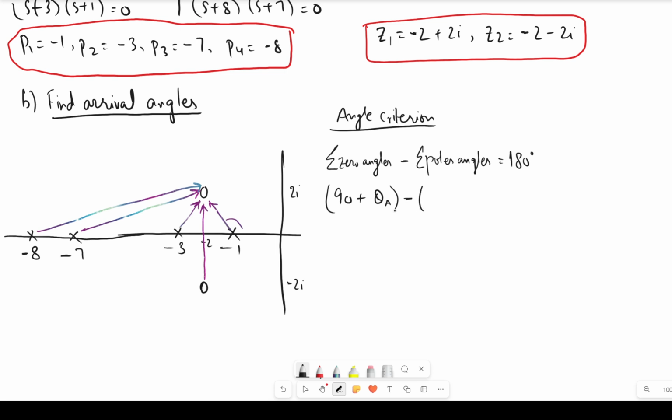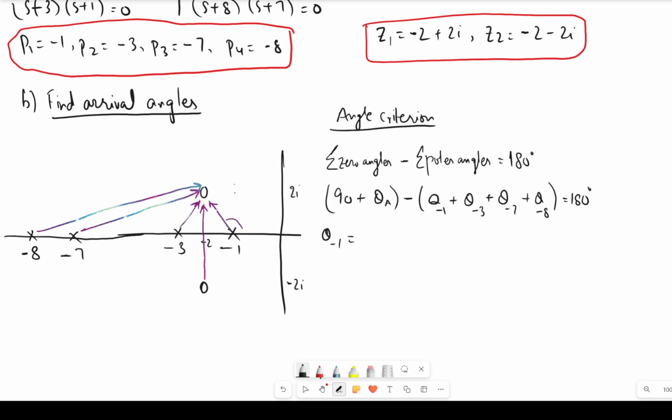Minus, now we need to find the pole angles. So we have this angle, this angle, this angle, this angle. So we basically have four angles and we'll add them all up. I'm just writing theta at -1. So theta from the pole -1 plus theta from the pole -3 plus theta from the pole -7 plus theta from the pole -8 equals 180 degrees. Okay, now let's find theta -1.